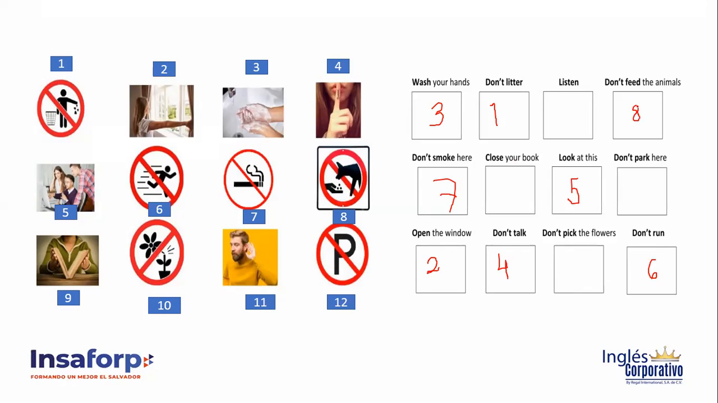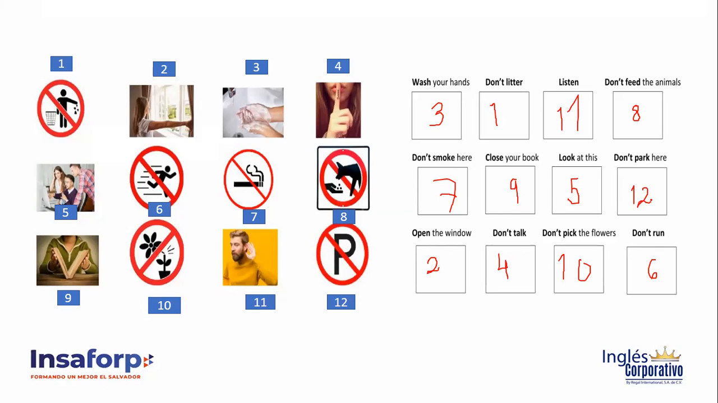Where can you find these signs? ¿Dónde pueden encontrar este sign? At the zoo, okay. Number nine. Close your book. Number 10. Don't pick the flowers, please. Listen to me. And the last one? Don't park here.